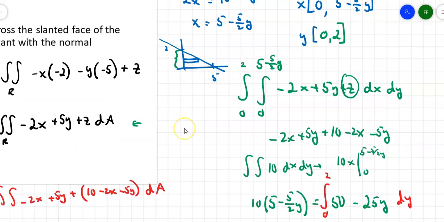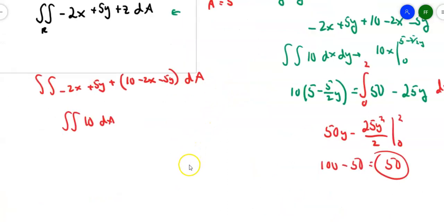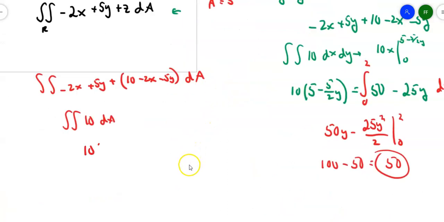Well, look at this picture that I drew up here. I got myself a right triangle that's got a base of 5 and a height of 2. So isn't the area of that triangle just 1/2 times 2 times 5? Area is 5. So I could have come down here, and once I got that 10, just said 10 times the area that's 5, 50. Same answer with a lot less work.